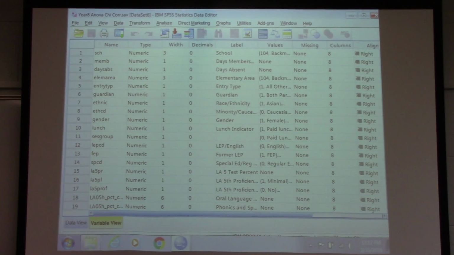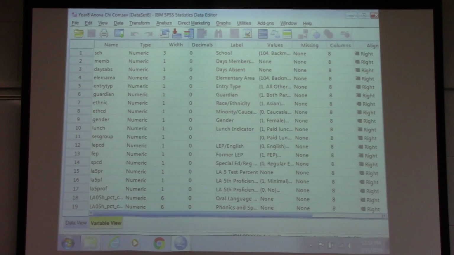Once you have that database open, the question is, are 5th grade language arts test scores related to 5th grade math scores on the state's criterion reference test? In other words, do kids who score high in language arts also tend to score high in math? So what's the relationship between those?